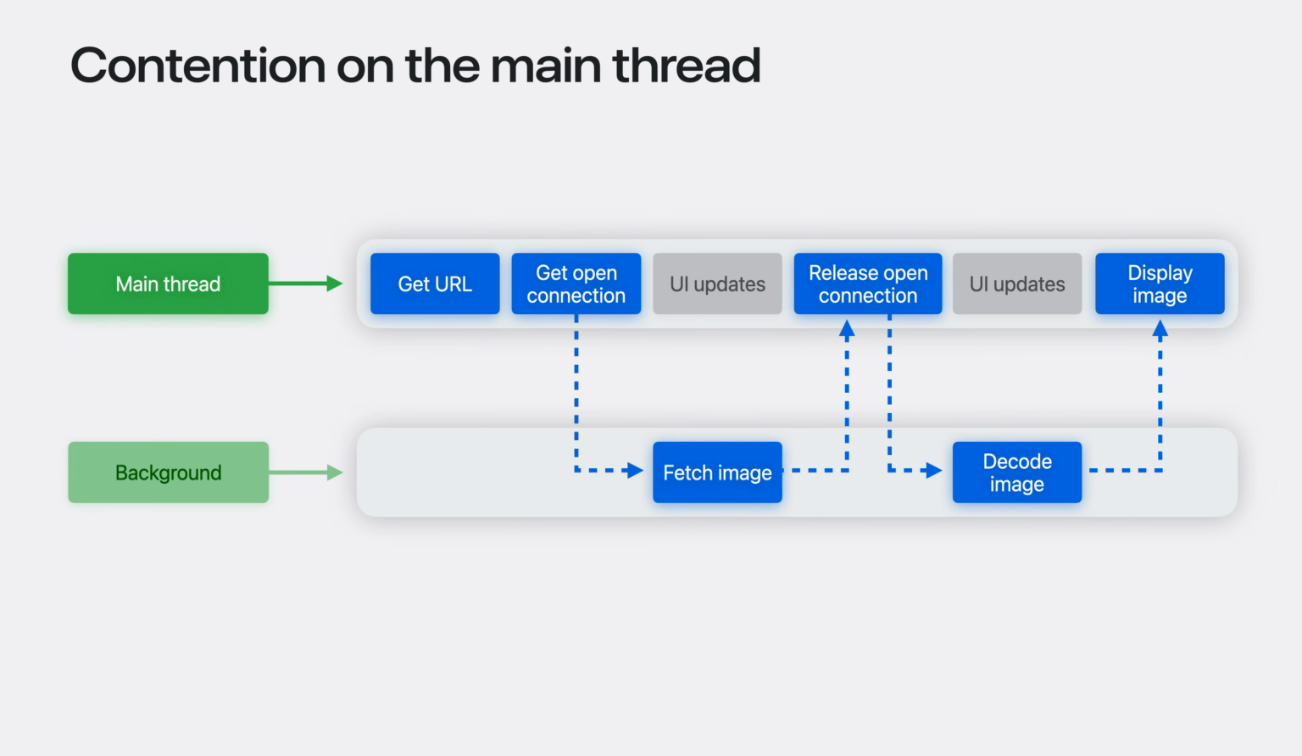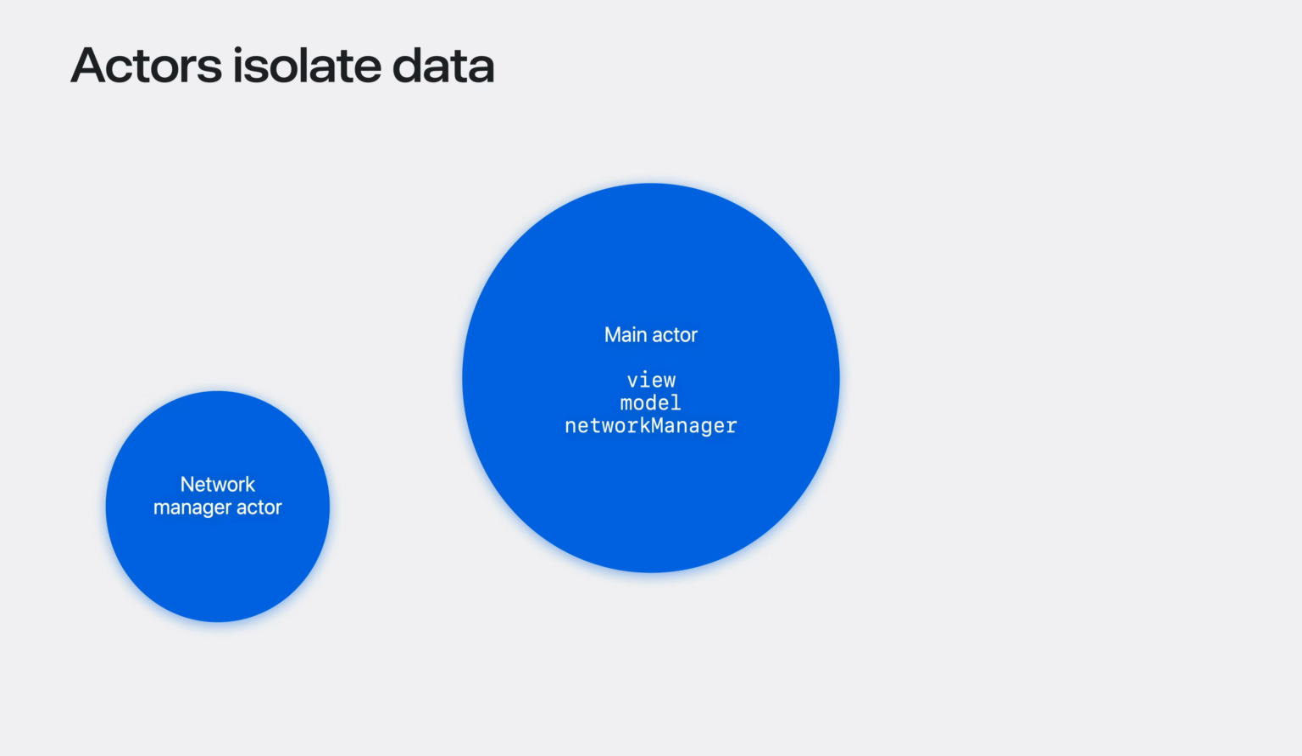When we start using these extra subsystems, the fetch and display image task from earlier has gotten more complicated. It's trying to run on the background thread, but it has to hop over to the main thread because that's where the network manager's data is. This can lead to contention, where many tasks are trying to run code on the main actor at the same time. The individual operations might be quick, but if you have a lot of tasks doing this, it can add up to UI glitches.